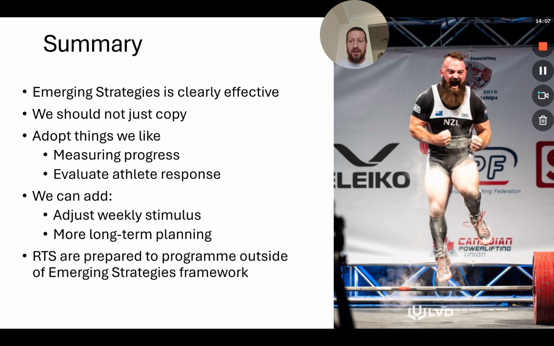To summarize, I think emerging strategies is clearly effective, but we shouldn't just copy it, just like I don't think we should copy any training program. We can adopt the things that we like. For me, that's measuring the progress consistently week to week and trying to systemize how we evaluate the athlete's response. Maybe we can add adjustments in the training stimulus from week to week, and maybe a little bit more long-term planning. So sprinkle a little bit of block periodization in there.